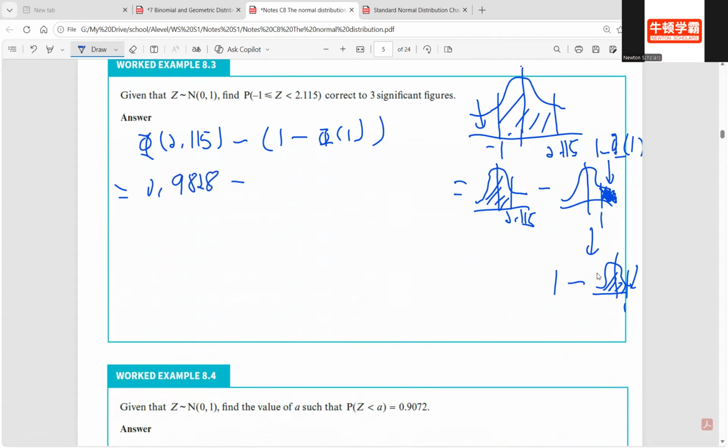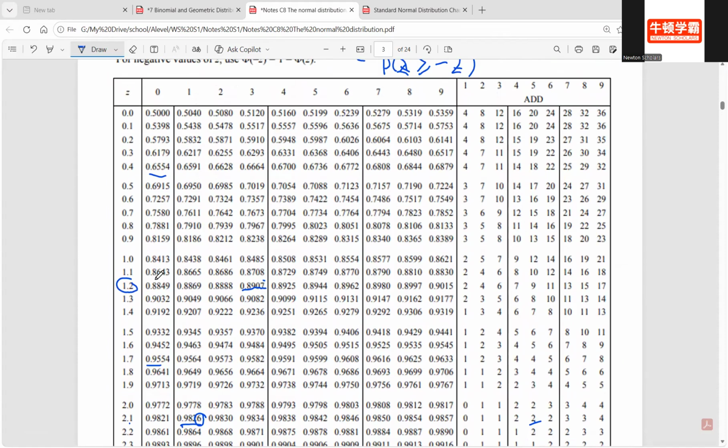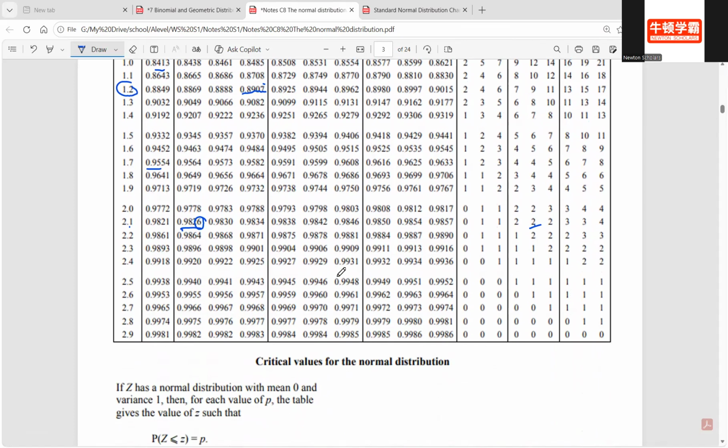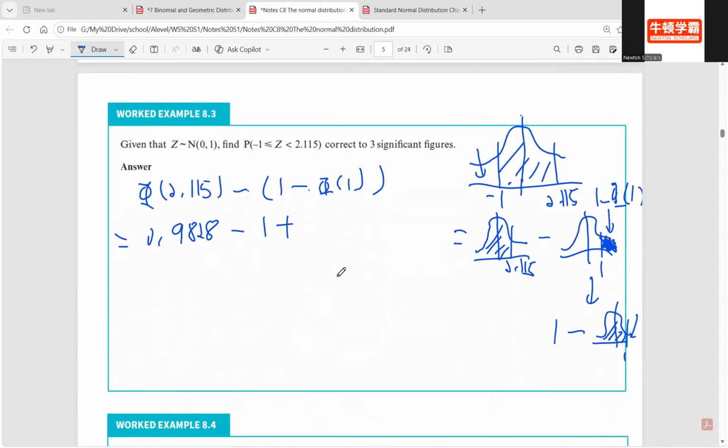0.9828 minus 1, minus become plus. Okay, 1. 1 is here, 0.8413. 0.8413. Okay, you press the calculator, you will get 0.824.